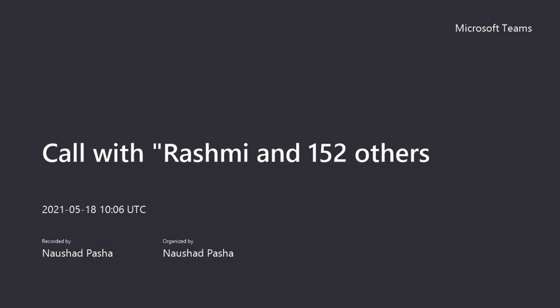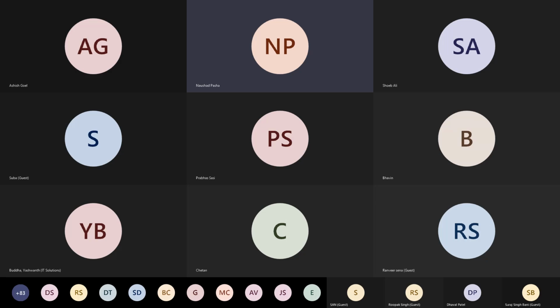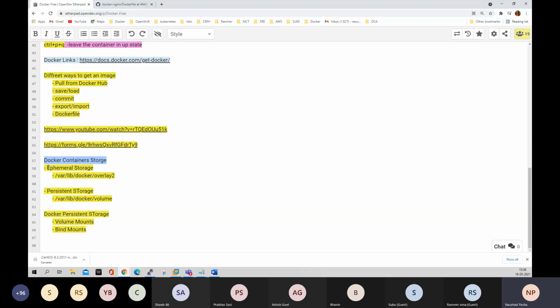Topic: Docker volume. Docker container storage is available as ephemeral storage, which is provided under /var/lib/docker/overlay2. And there's persistent storage that can be created under /var/lib/docker/volumes. There are two options for persistent storage: volume mounts and bind mounts.